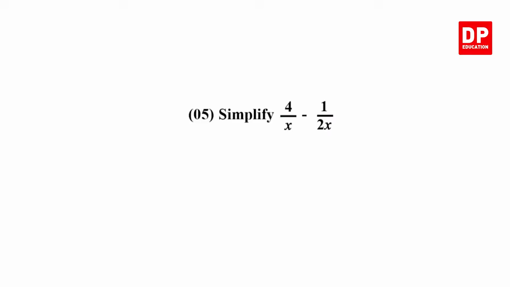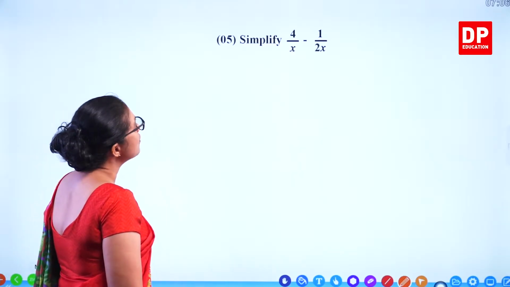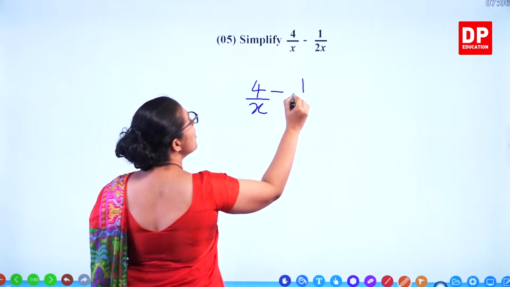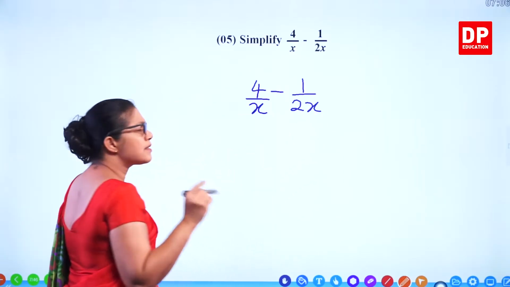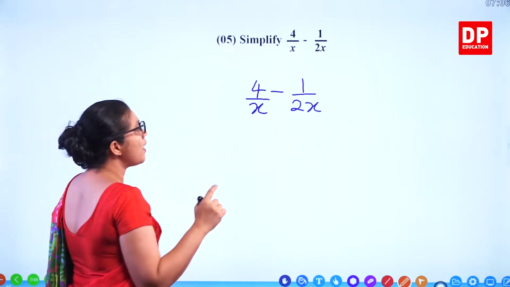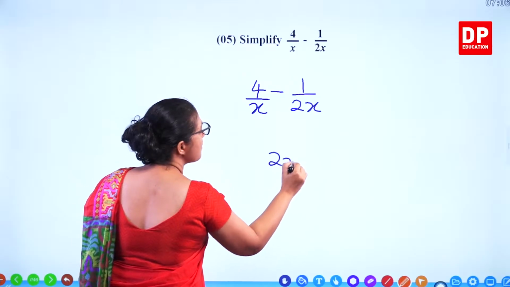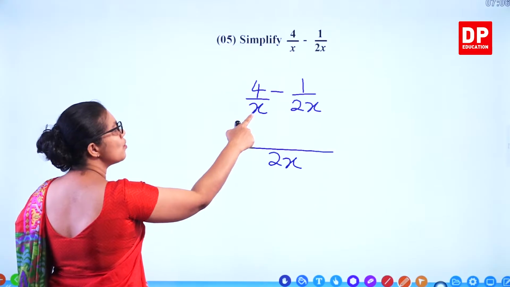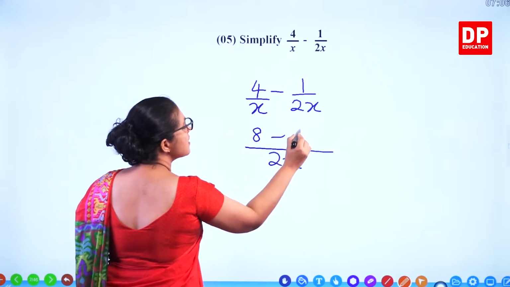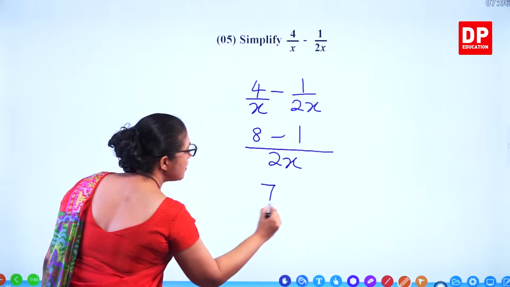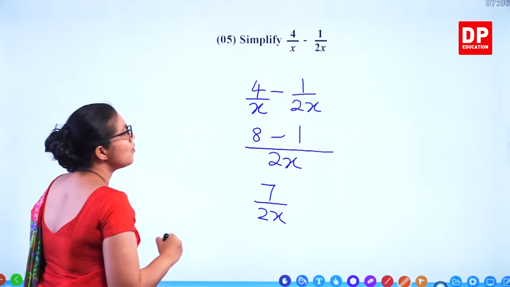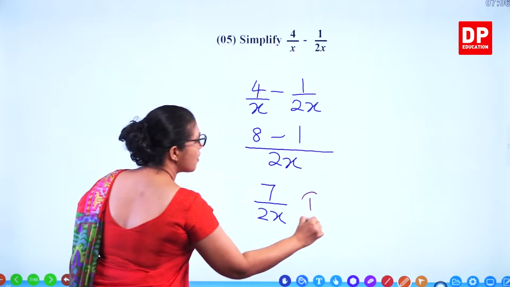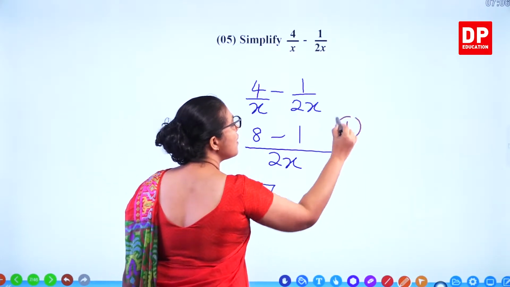Check the next one. Simplify. So this is subtraction. What you need is the lowest common multiple. What's the lowest common multiple of x and 2x? That's 2x. So convert to the same denominator. You have to multiply this by 2. 2 times 4 is 8. 8 minus 1, that's 7. So 7 over 2x. So 1 mark for the answer and 1 mark for the method.